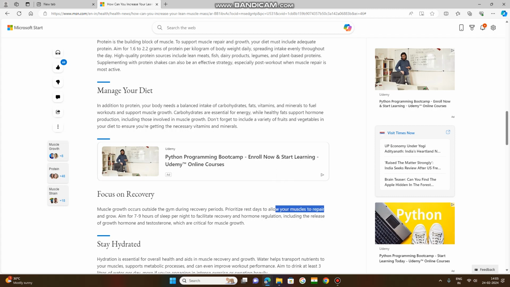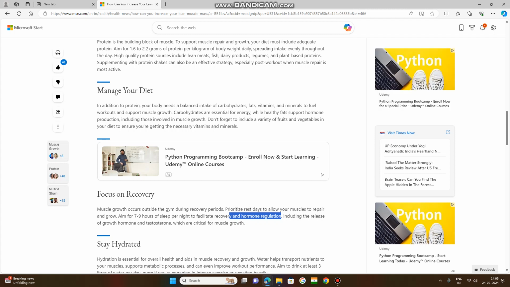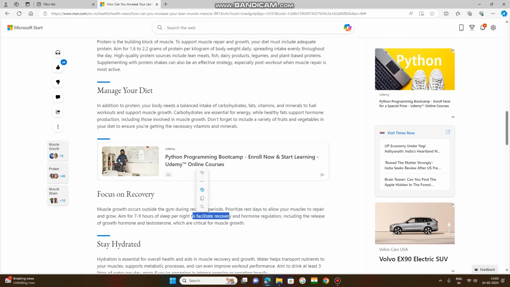Give 7 to 9 hours of sleep per night to facilitate recovery and hormone regulation. If you give at least 7 hours of sleep per night, your hormone release will be controlled and your muscles will recover properly, especially the release of growth hormone and testosterone, which are critical for muscle growth.